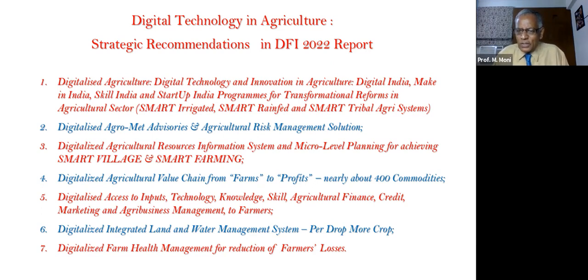India is a country which is blessed with 365 days of sunlight, 147 agroclimatic zones, 15 agroclimatic regions. It means that throughout the year we can produce agriculture commodities, and we are blessed with about 400 agriculture commodities. 2,000 varieties are being produced in the country throughout the year. You have to have a digitalized agriculture value chain from farms to profit, farms to table.